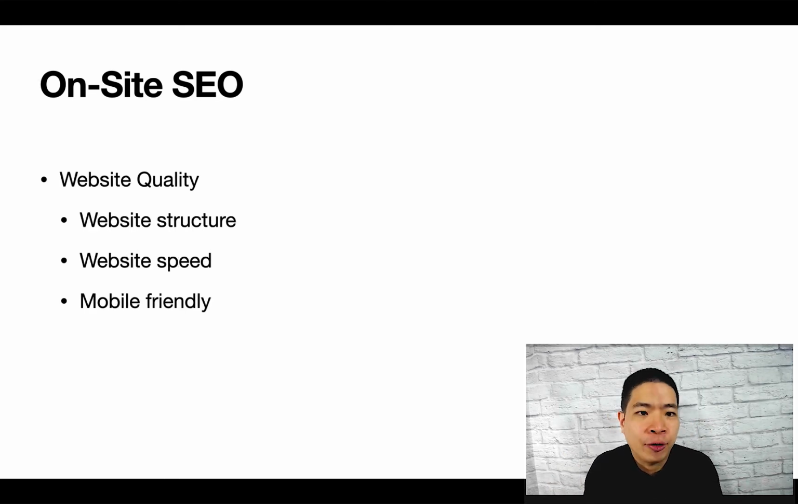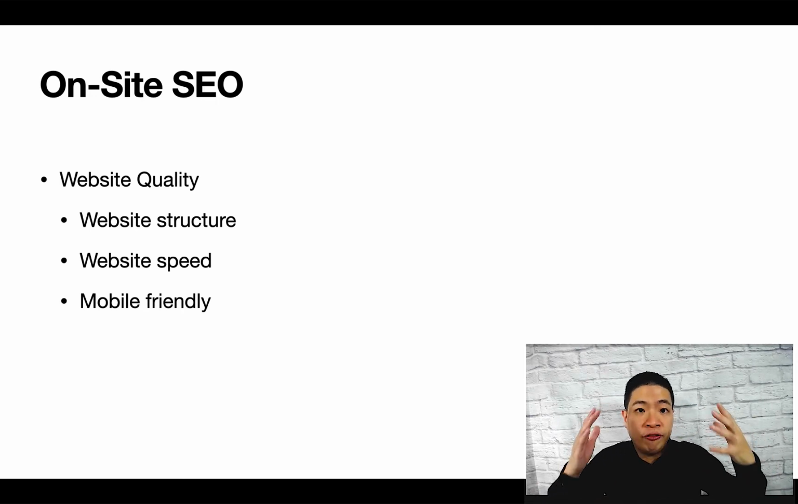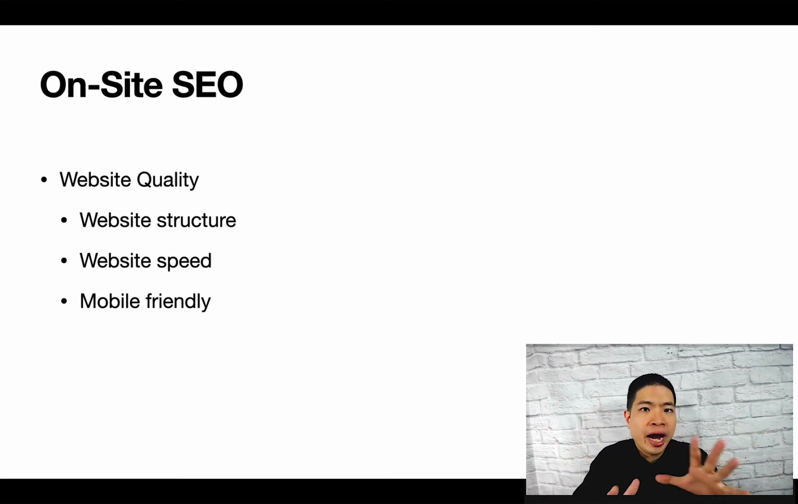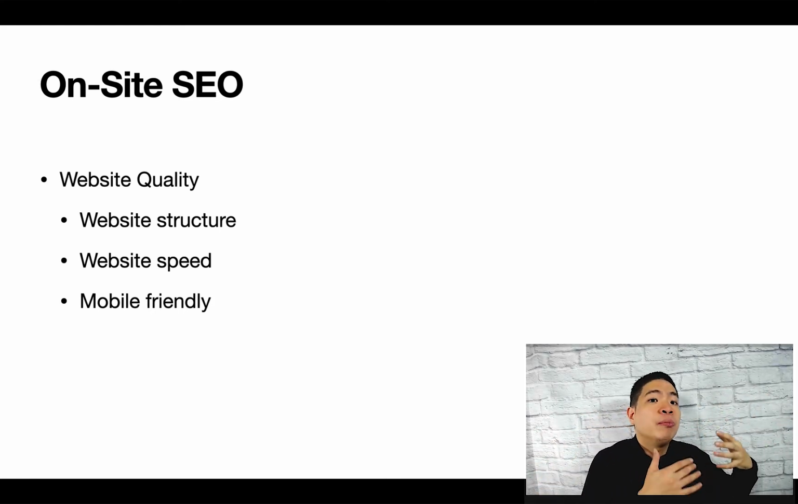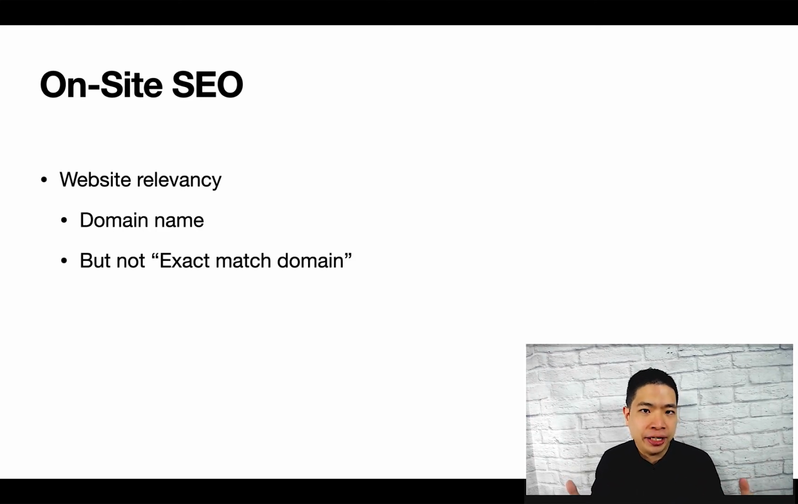And also website quality, which means your website structure or website speed, or whether your website is mobile friendly. So if you can optimize your website speed, make it really speedy and make your website really mobile friendly, you can get ranked better. And also domain names matter. So if you try to rank for keywords like keto diet, then having keto or having diet in your domain can help you rank better.